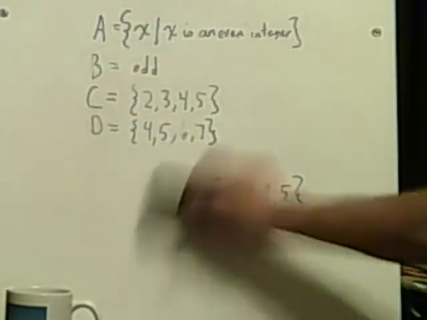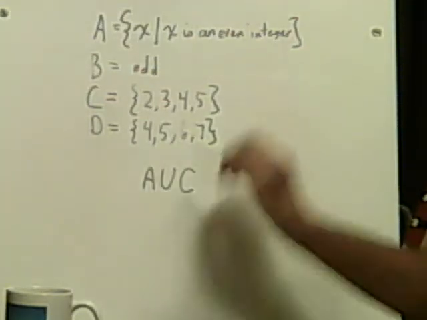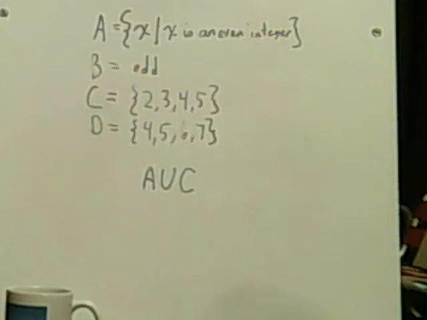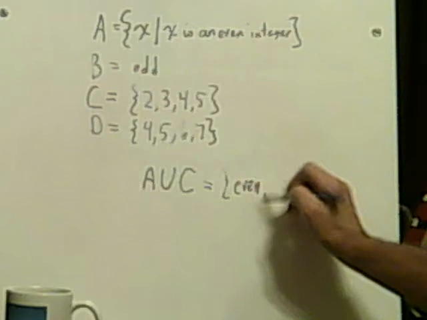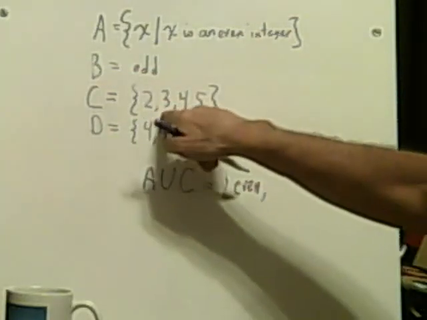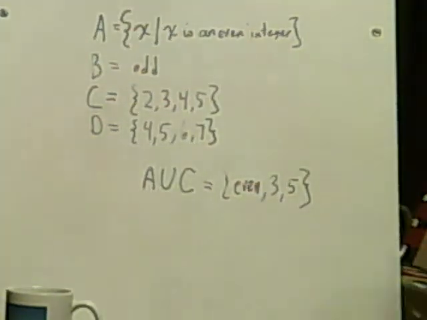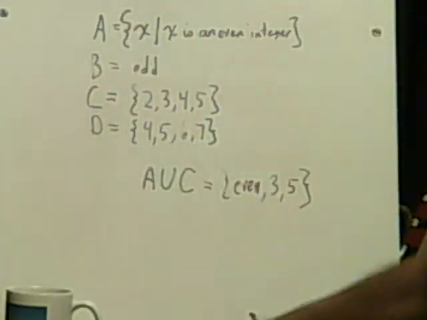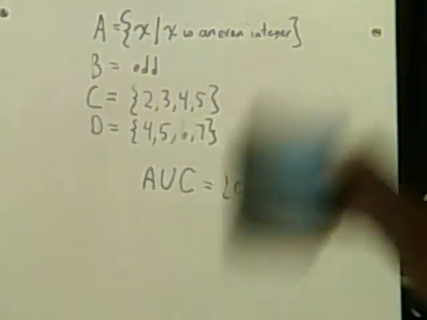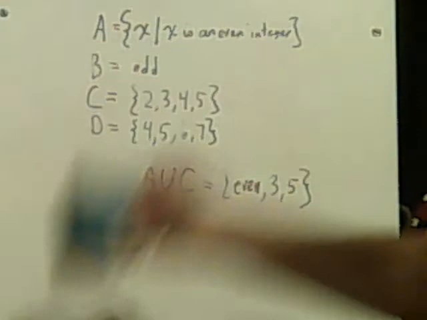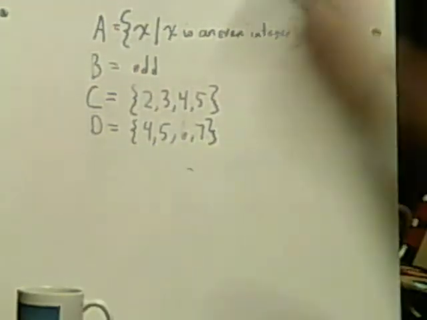Okay, and then the last one is A union C. A are the even integers. So the union is going to be the even integers. And then you're going to union that with C, so you're going to add in these two odd integers, 3 and 5. Okay? And I kind of assumed that people know what a union is and what an intersection is. Okay? That completes that particular part of it.